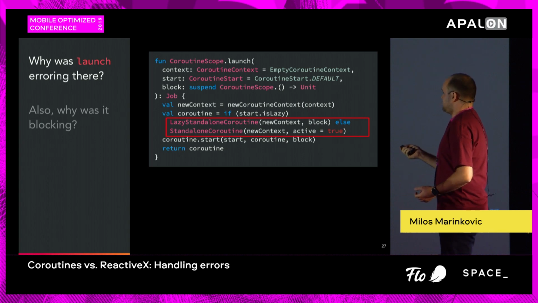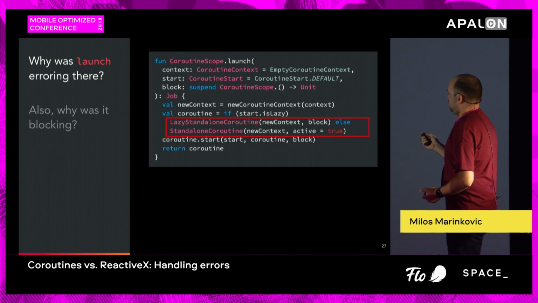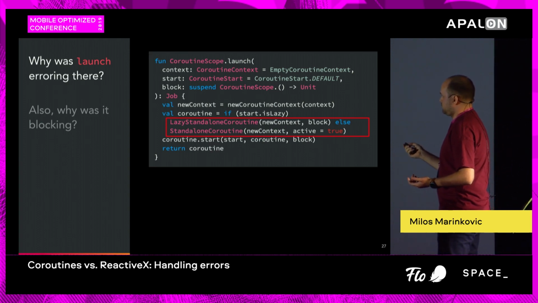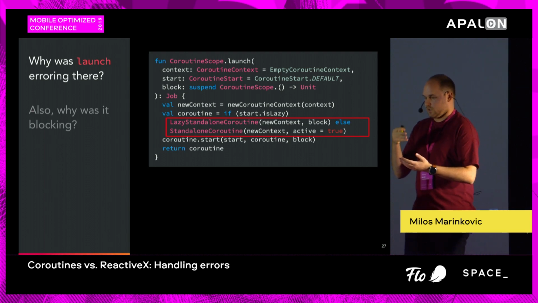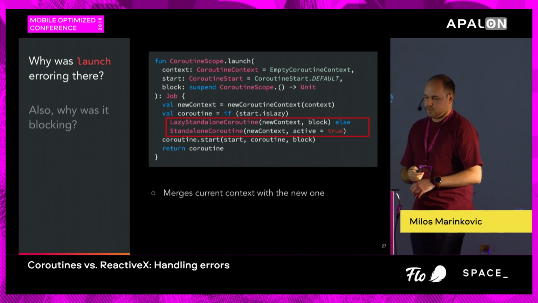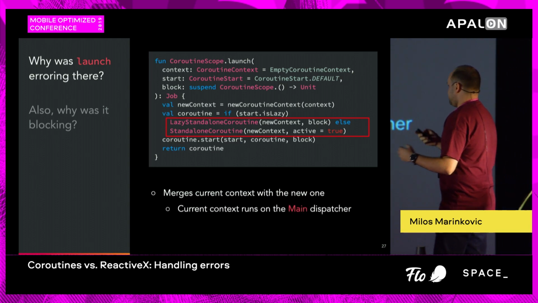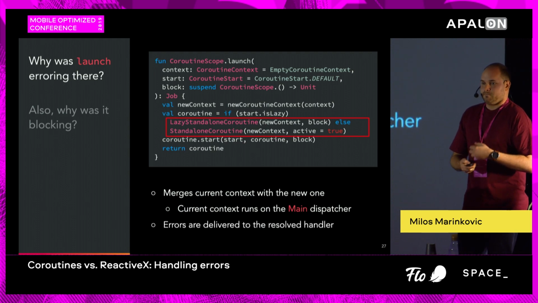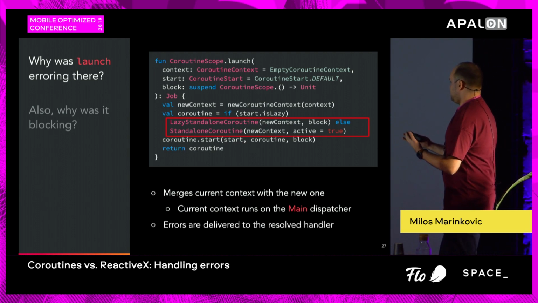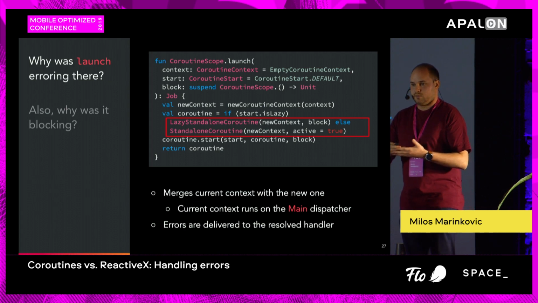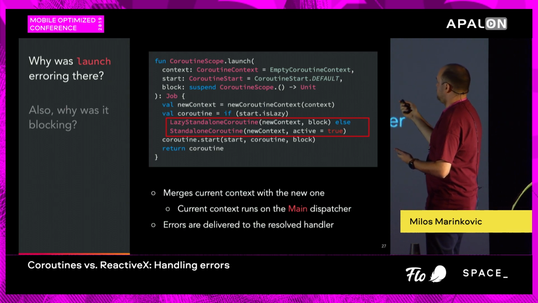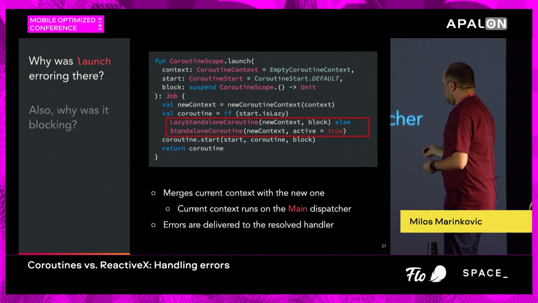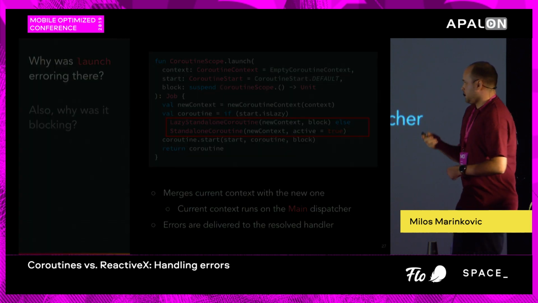It's creating a standalone coroutine, or a lazy standalone coroutine, and it immediately calls start here. This coroutine is running on the main thread, so your start will be blocking. It merges the context, that's why it uses the main thread. Errors are delivered to the resolved exception handler, because this is a coroutine scope, so it has an error handler, and all errors will go there.